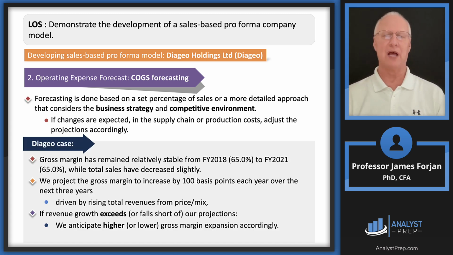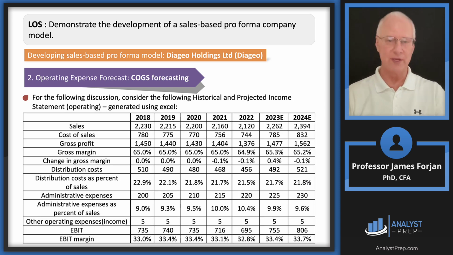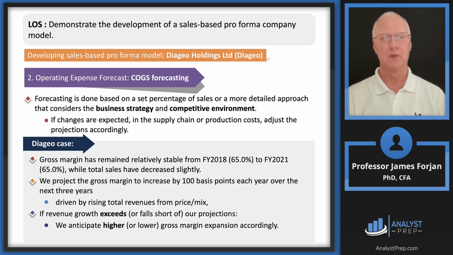All right, so a couple of slides here that just summarize what we've talked about in that previous slide on that pro forma statement. Forecasting is done on a percent of sales. So that's what we did back here. And this is why I was explaining it to you. You could do it the one way or you could do it the other way. In the Diego case, that gross margin is relatively stable, somewhere around 65%.